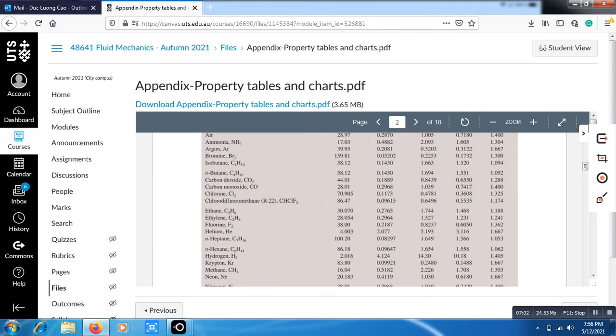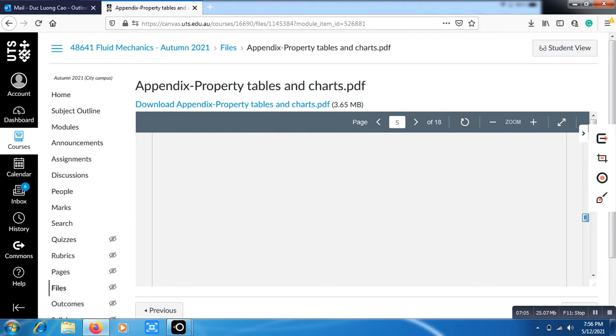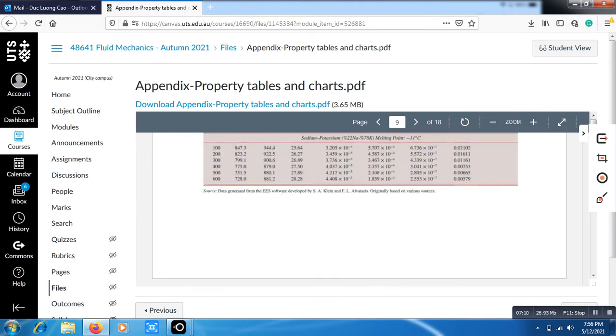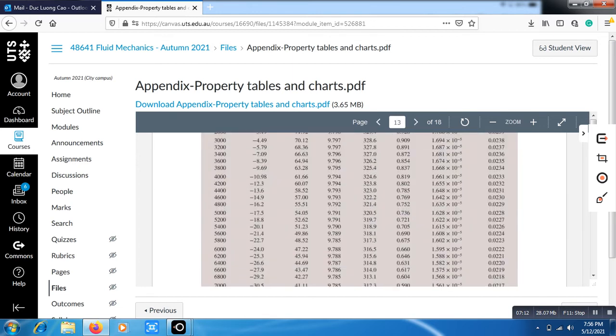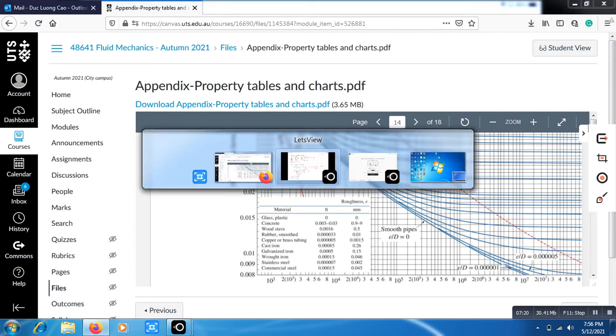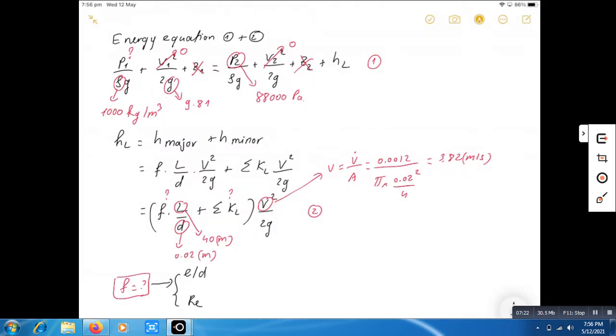For cast iron, you have table 8.11. Cast iron, okay, the roughness is 0.26 millimeter. The diameter is 2 centimeter or 20 millimeter. So e over D is 0.013. Okay, 0.013 e over D.